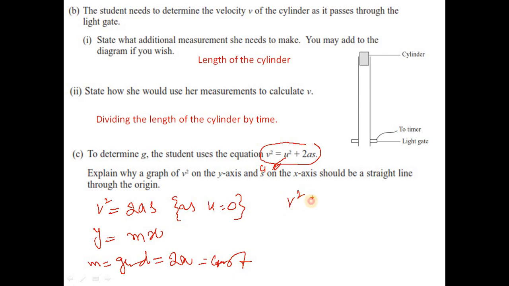That means v squared is proportional to the displacement. That's why the graph of v squared against displacement, or distance, is a straight line passing through the origin, because y equal to mx is the equation of a line passing through the origin.